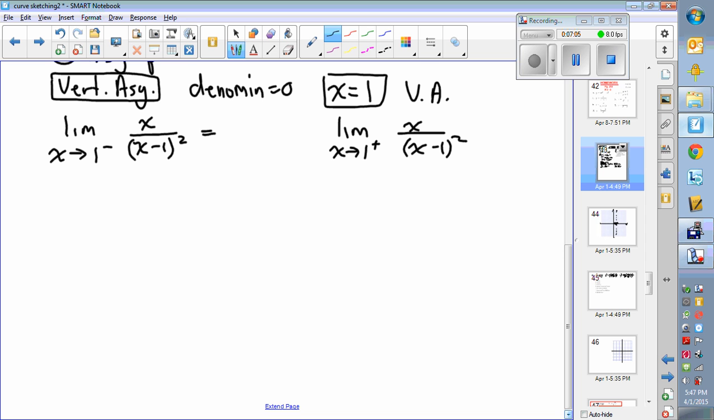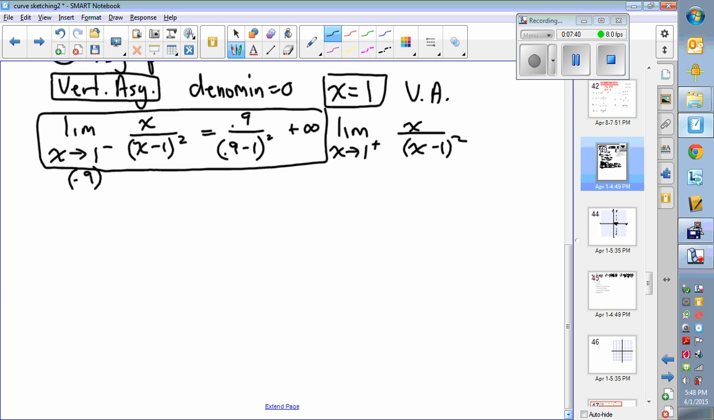So when we choose a number like 0.9 and evaluate it, you would get 0.9 over (0.9 minus 1) squared. And so you will get a number. You're really just looking for, is this going to be positive or negative? Okay, and this graph is clearly going to go up. You get a positive number, so that means it goes up to positive infinity.